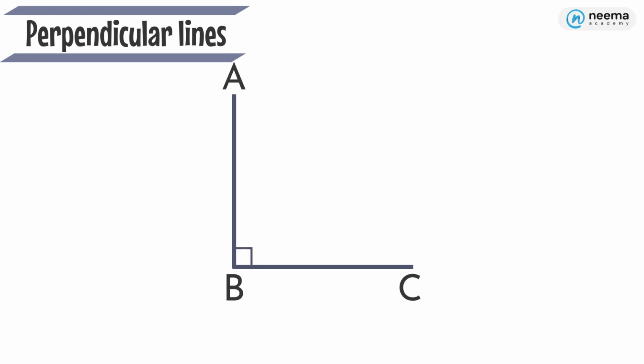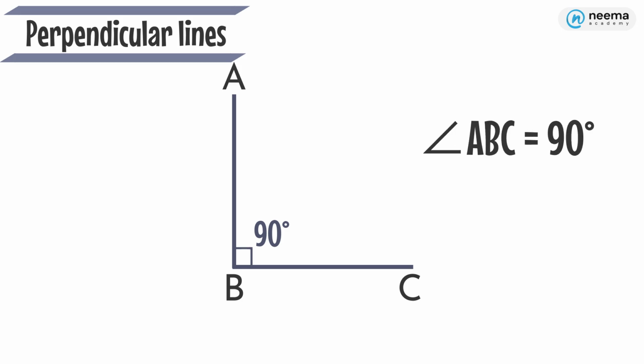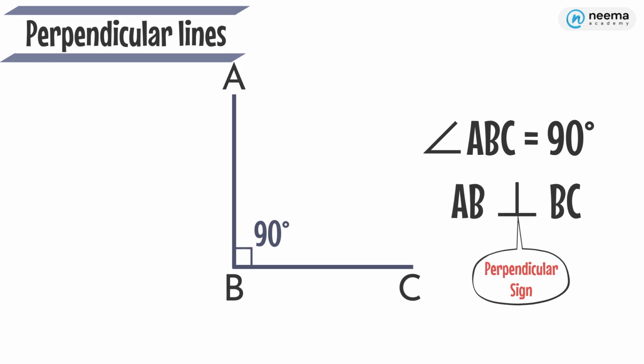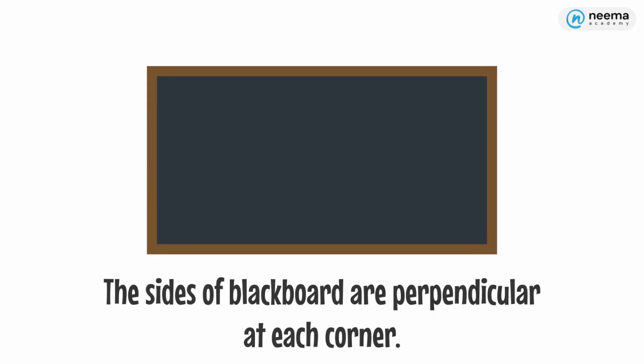Now let's know about perpendicular lines. If the angle between two lines is 90 degrees, then the lines are called perpendicular to each other. Here, angle ABC equals 90 degrees. So, AB is perpendicular to BC. You can see the sides of a blackboard are perpendicular at each corner.